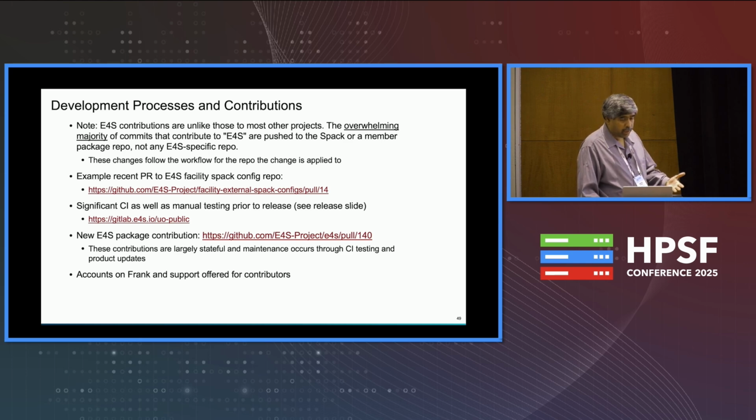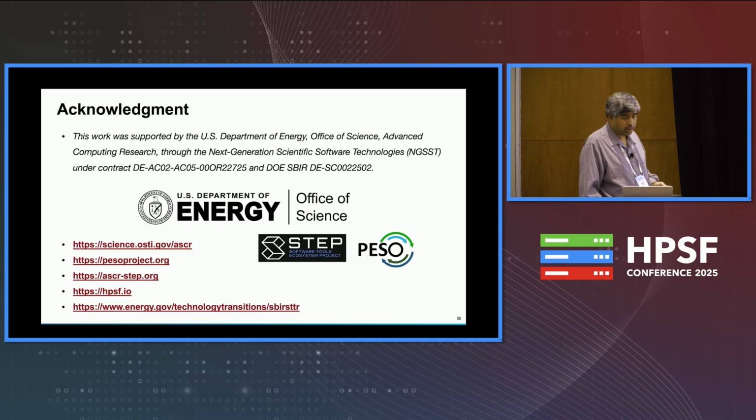So I would like to say that E4S contributions are unlike those of most other projects. The overwhelming majority of the commits that contribute to E4S are pushed to the Spack or a member package repo. You can see examples of recent PRs and a lot of the significant CI that is involved before merging, and how package contribution takes place. And if you are interested in getting involved with the CI effort, please talk to us. If you're interested in trying out Frank GPUs and platforms, please talk to us.